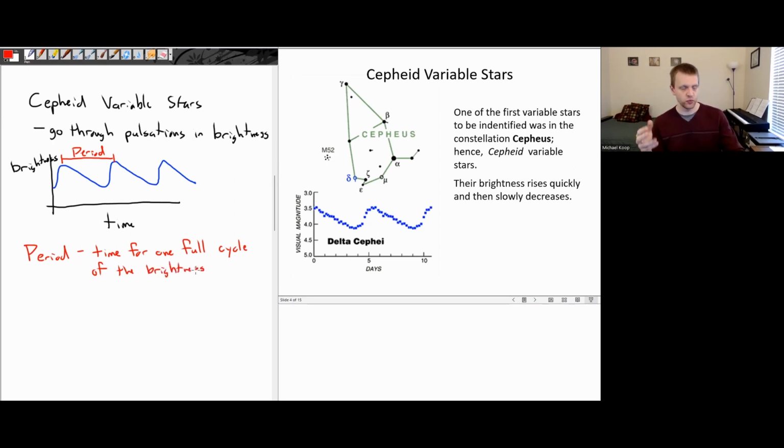Now, just for comparison, we've talked about the period before in terms of an orbital period, saying how long does a planet take to fully orbit around its host star. Period more generally is the time for any full cycle of some kind of physical process. We can talk about the cycle being an orbit of a planet around a star. In this case, we're talking about a star going through these repeating brightness pulsations, and the period being how much time does it take to go through that.